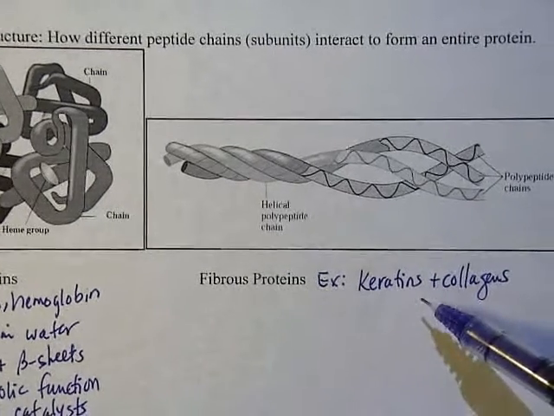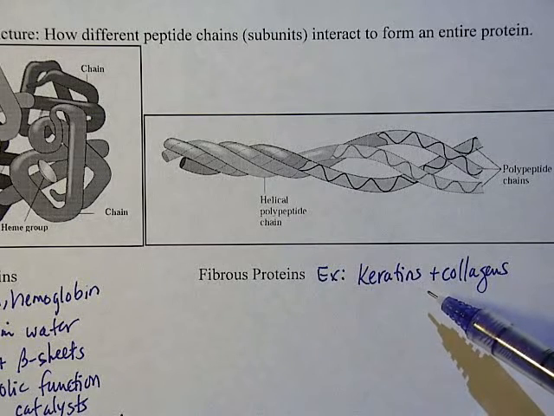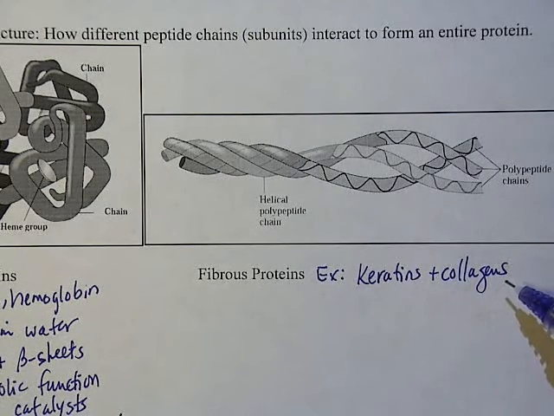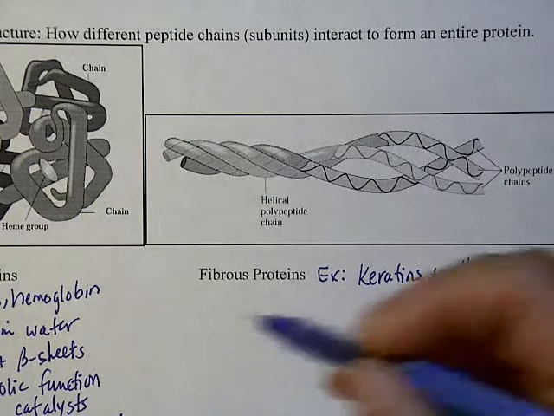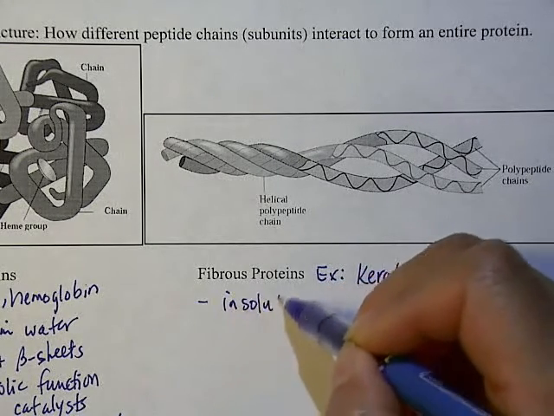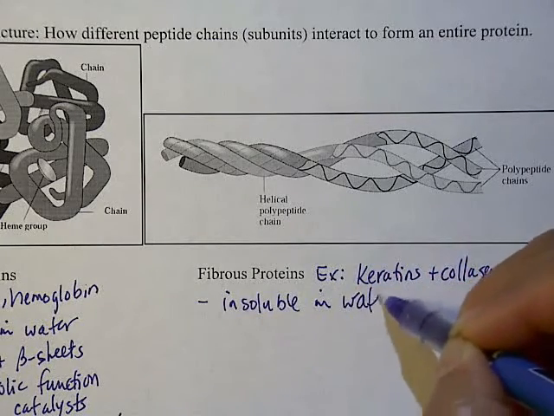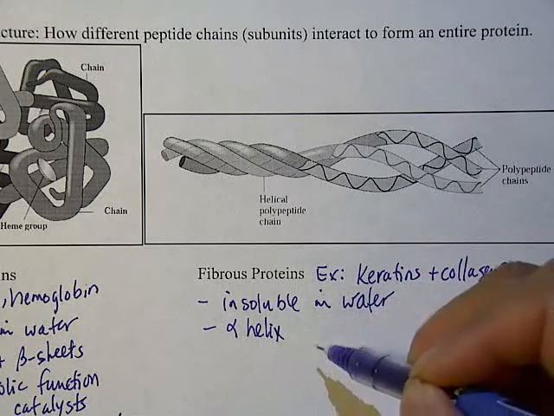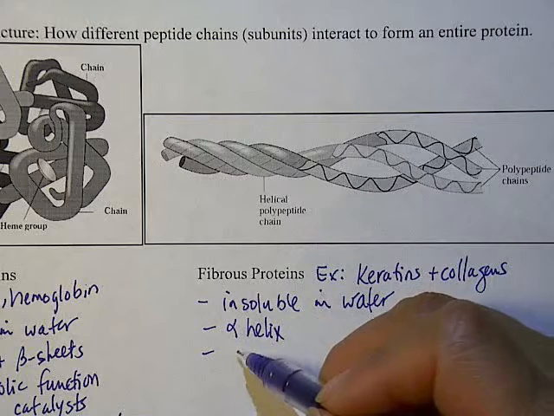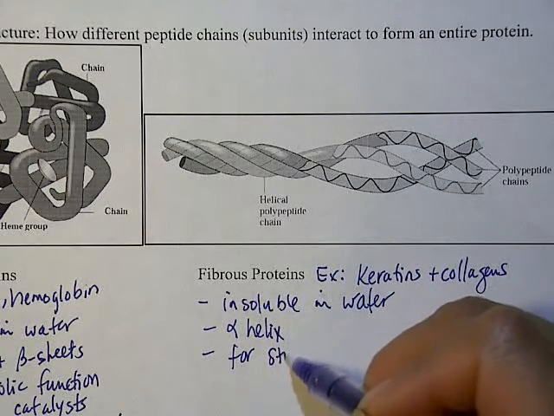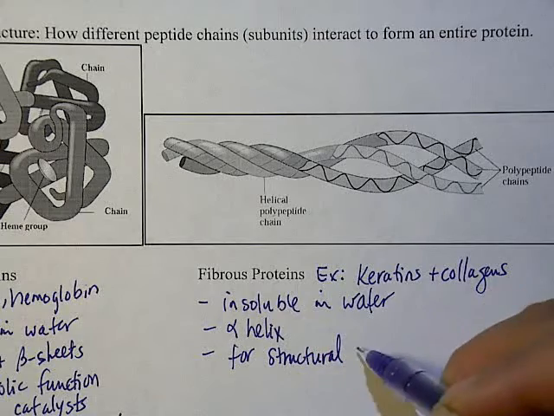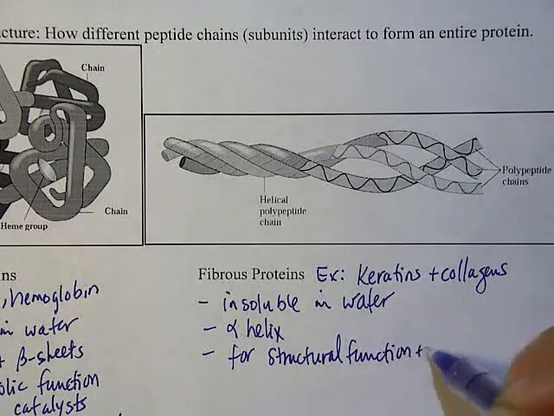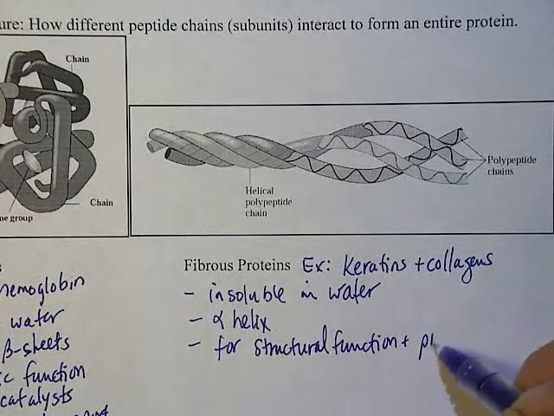Keratin is what's present in hair, feathers, nails, and shells, and things like that. Collagen is what is present in skin, ligaments, tendons, bones, and teeth. All right, so they tend to be insoluble in water, and they consist mostly of alpha helix. These types of proteins are for structural functions, like our skin is to protect.